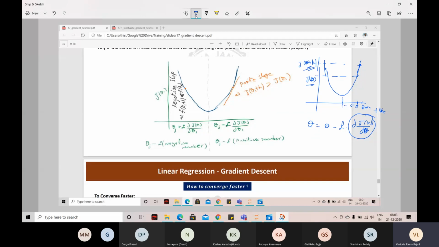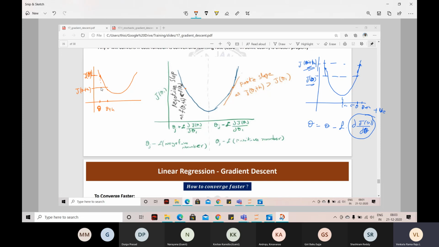On the left side, if the algorithm chose a theta on the left side, a random theta somewhere here. When you say random theta, you don't know whether it is chosen on the right side or left side. J of theta is here, theta plus h is somewhere here, so j of theta plus h is somewhere here. Is j of theta plus h less than j of theta?